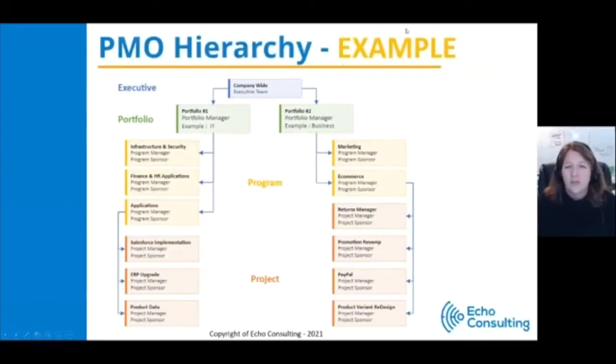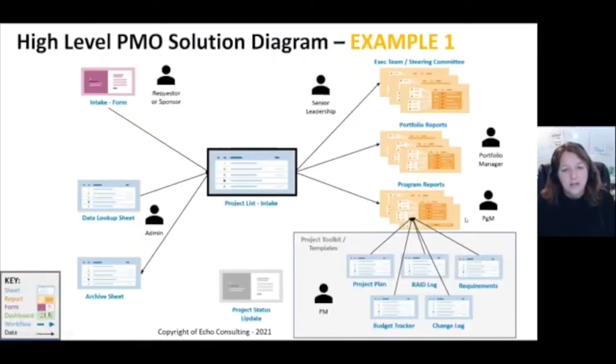PMO hierarchy. I just put a really quick example, but you might have, for example, a company-wide view. You might break it down into portfolios for smaller companies. Often they have an IT portfolio and then a business project portfolio. You have programs, potentially you only have one or two underneath here, and then projects. So this is the basic hierarchy.